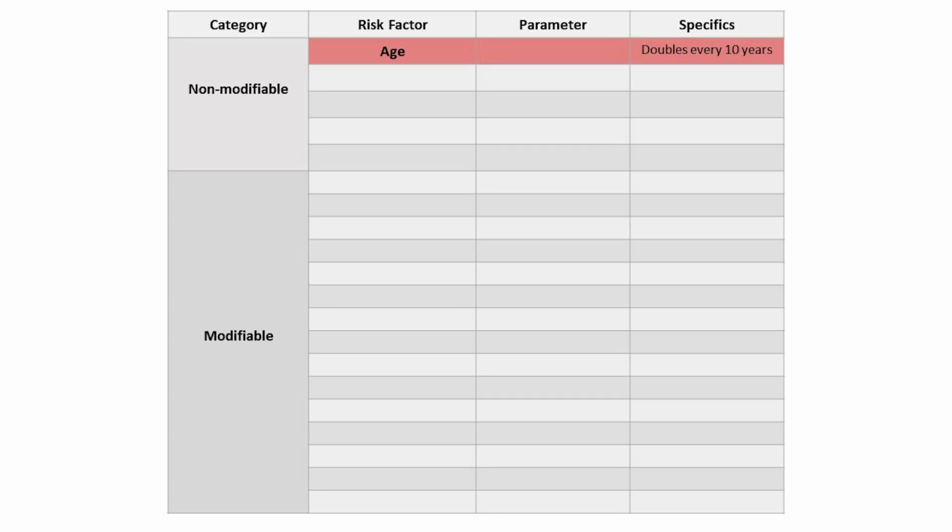The chart is simple. In the first column, you see the designations non-modifiable and modifiable as the two categories of risk factors. Surprise! There are more modifiable risk factors than there are non-modifiable ones. As we fill in the chart, you'll discover what they are. In the second column, you see the beginning of our list of risk factors. The third column is for designating any parameters that apply, and the fourth column is for any other specifics. For age, you see that the risk doubles every 10 years.